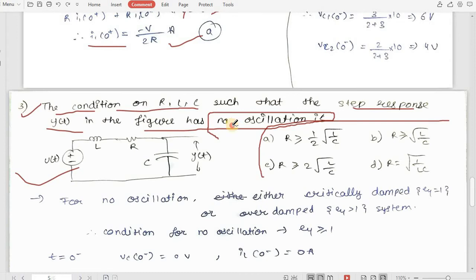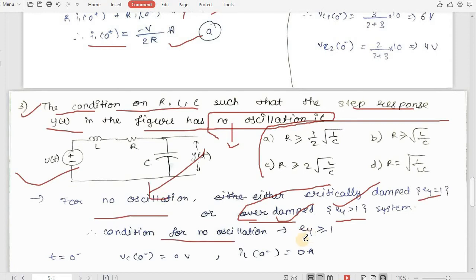Okay, now from the question you get that your system should not have any oscillation. Okay, and for no oscillation our system must be critically damped or it should be over damped. Okay, this is the control system part. I know that I haven't taught you control system yet, but this is the basic thing that you should know. Okay, so for no oscillation the system can be critically damped or it can be over damped. Okay, for critically damped zeta should be equal to 1 and for over damped zeta should be greater than 1. Okay, here in this question we want no oscillation, so our condition for zeta will be zeta greater than or equal to 1.